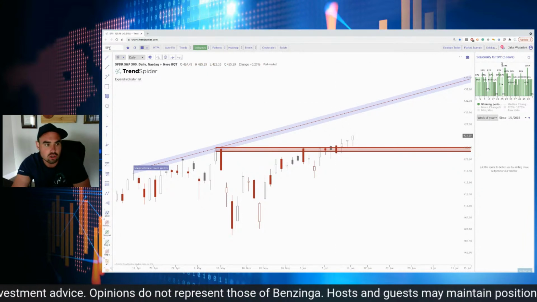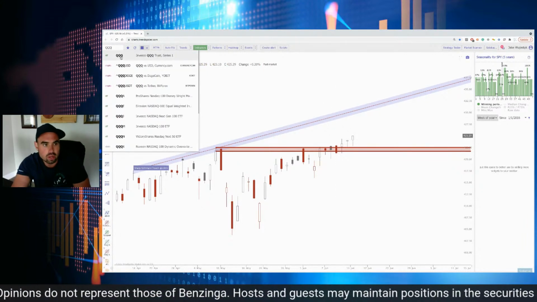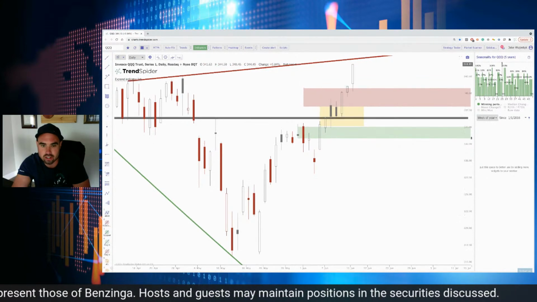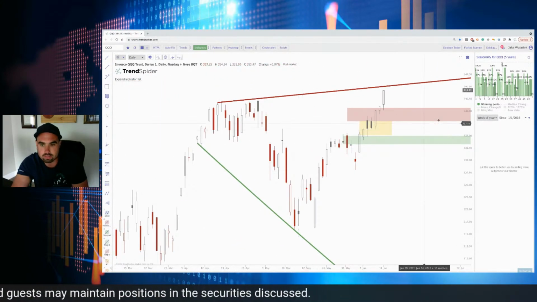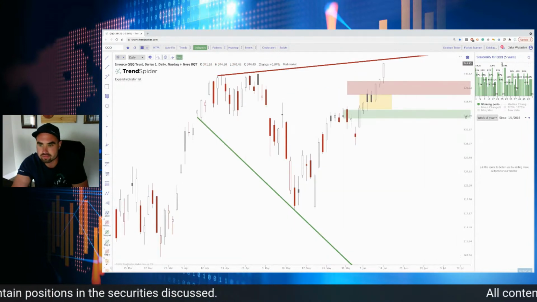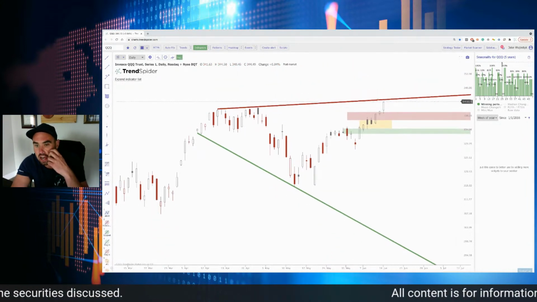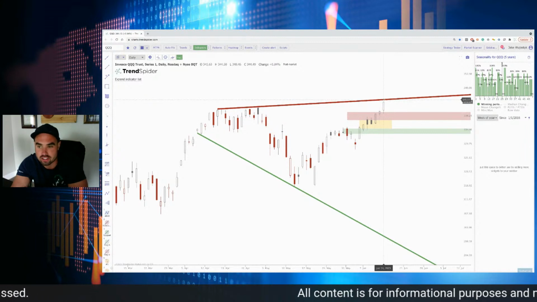Now, going into the Qs, we have something very similar here. So you'll see here, if we look at this broadening formation here, we are almost at the broadening formation resistance here.